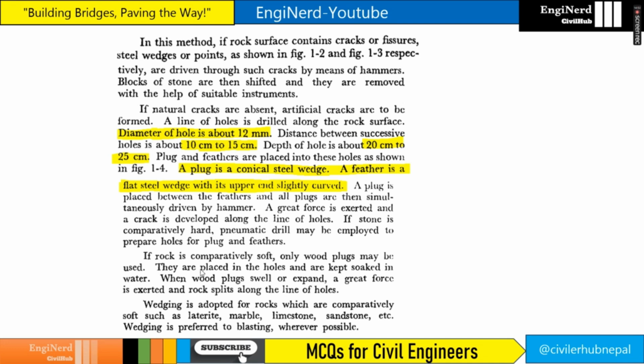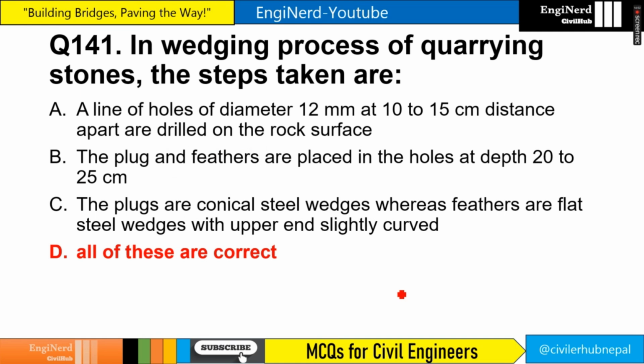So if you see here, the diameter of the hole is about 12 mm, right? And their successive distance is 10 to 15 cm. Also, the depth of the hole is 20 to 25 cm. This is also correct, second number. And for the third number, a flog is a conical steel wedge and a feather is a flat steel wedge with its upper and slightly curved, right? Also, what you need to note is wedging is adopted for rocks which are comparatively soft, such as laterite, marble, limestone, sandstone, etc. The answer is all of these are correct.